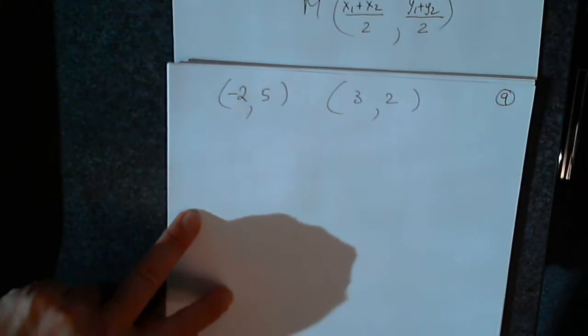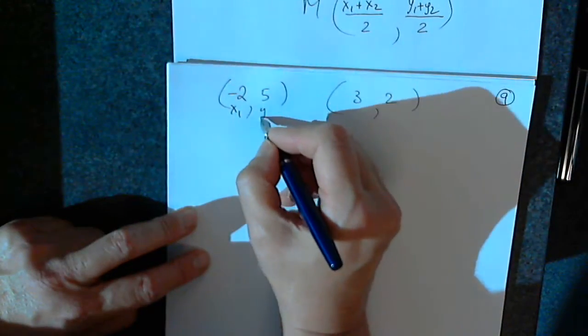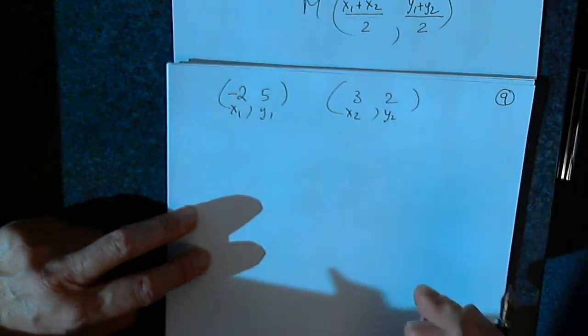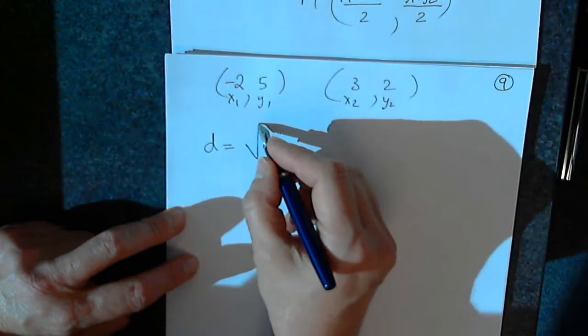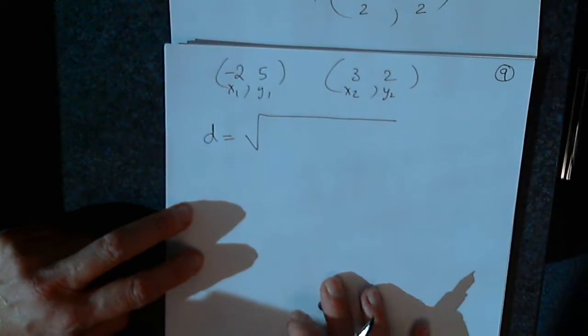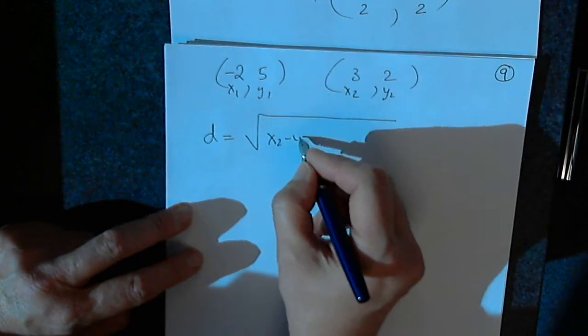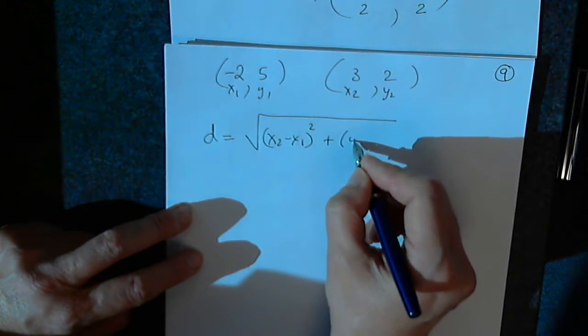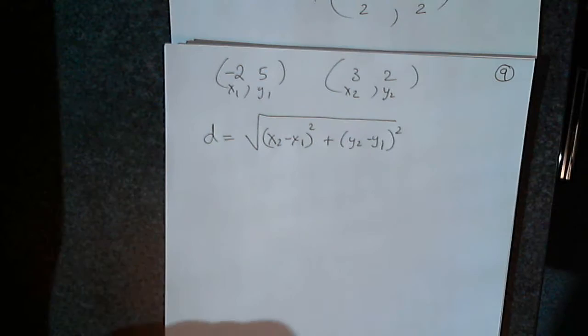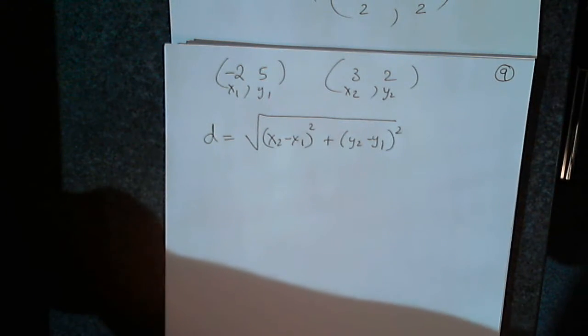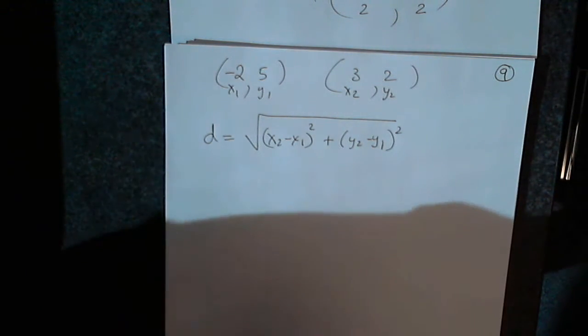Excellent. So I know now that this is x1, y1, and x2, y2. We are asked to find the distance between these two, and I know the formula. I copied the formula right now: x2 minus x1, everything squared, plus y2 minus y1, everything squared. Underneath, I will put all those numbers carefully.